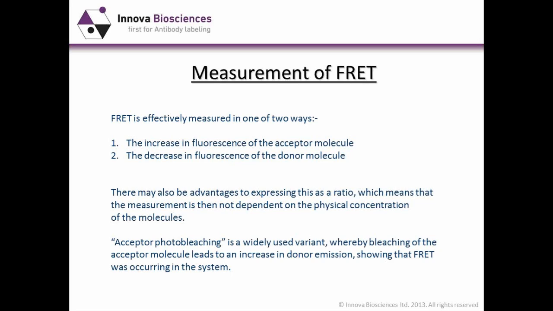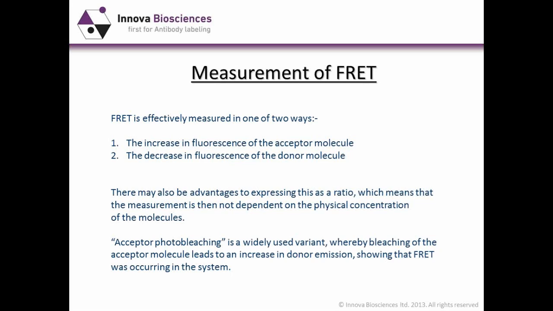There can also be advantages to expressing the increase in fluorescence of the acceptor together with the decrease in fluorescence of the donor as a ratio. That means the measurement is then not dependent on the actual concentration of the molecules, but as a ratio between them.